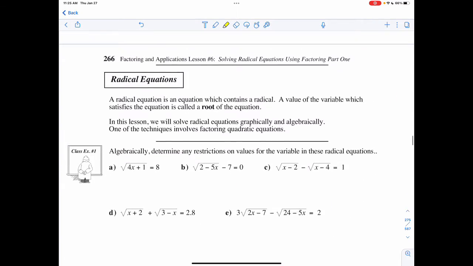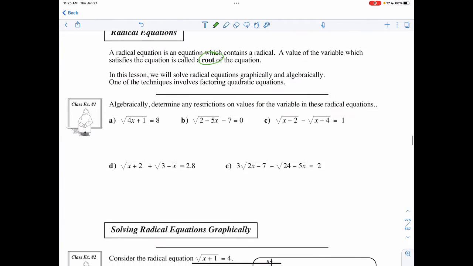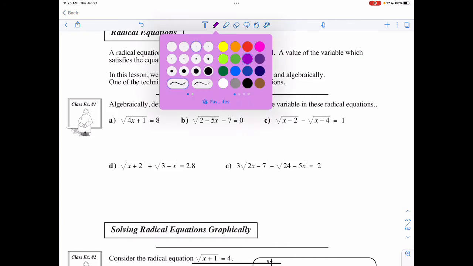So, when we're doing radical equations, a radical equation is just any equation which contains a radical. A value of the variable which satisfies the equation is called a root of the equation, just like what we had in quadratics. We are going to solve these graphically and algebraically. So to begin, we're going to do this by finding the restrictions on the variable.